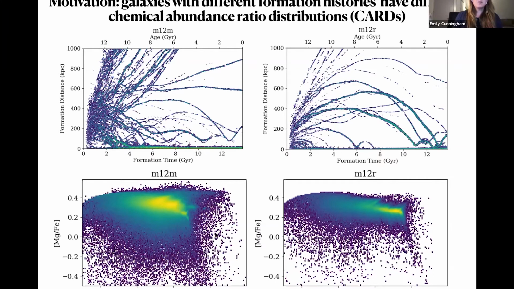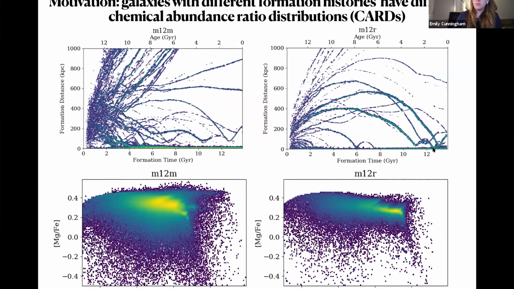And we can immediately see, when we compare these two abundance distributions from these halos that have very different formation histories, that they are visibly different. So for example, M12R's abundance distribution extends to higher metallicity and relatively lower alpha abundances. And this is consistent with the fact that it has experienced massive late-time accretion.